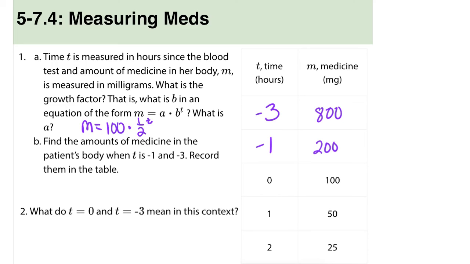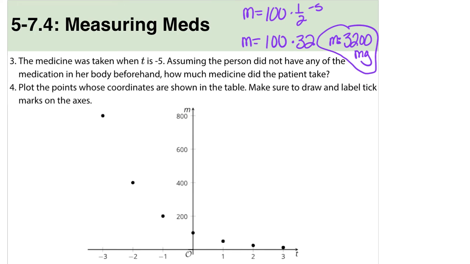What do T equals 0 and T equals -3 mean in this context? Well, 0 would have been the first time the blood test was taken. That's when they got to the doctor. -3 would mean 3 hours before that blood test was taken. And number 3, when T is -5, how much medicine was there in her body? This would be how much she had taken. If I plug in -5 to my equation, 1/2 to the -5 power would be 32. 100 times 32 would be 3,200 milligrams. So that's how much the patient took.